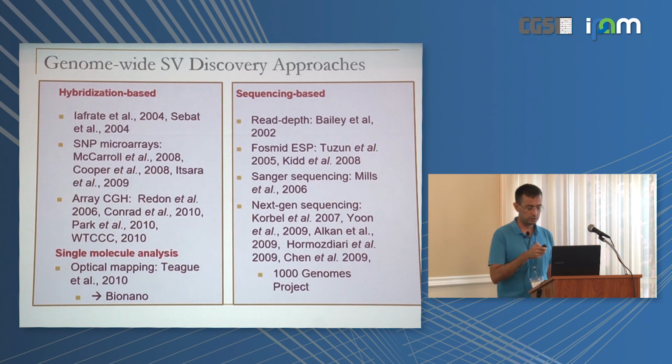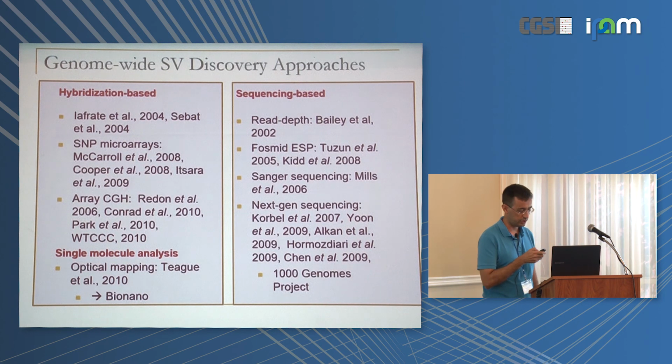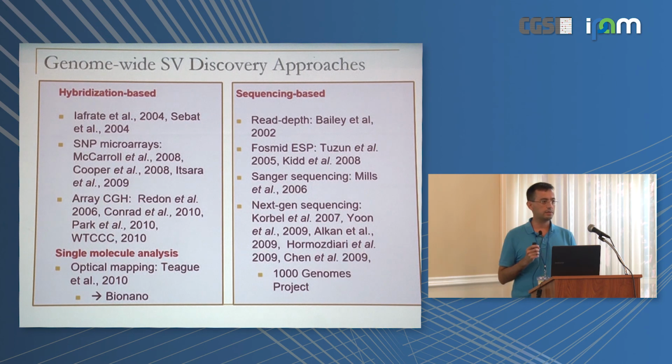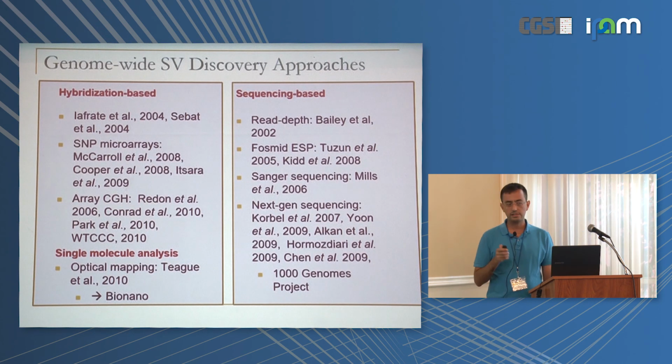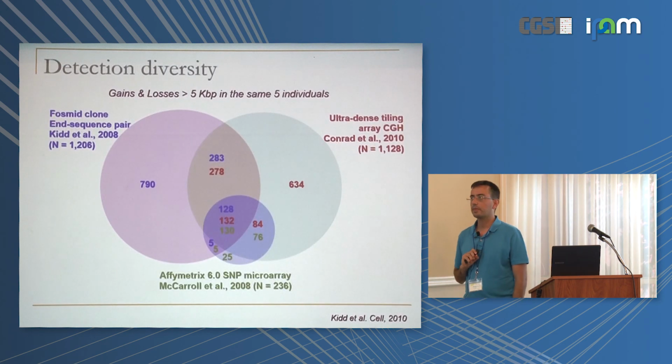And as you know, the 1000 Genomes Project was the big project that used next-gen sequencing to assess all forms of genomic variation. So there are these different methods, but what do they give us? Is any one of them better than the other? The answer is no.